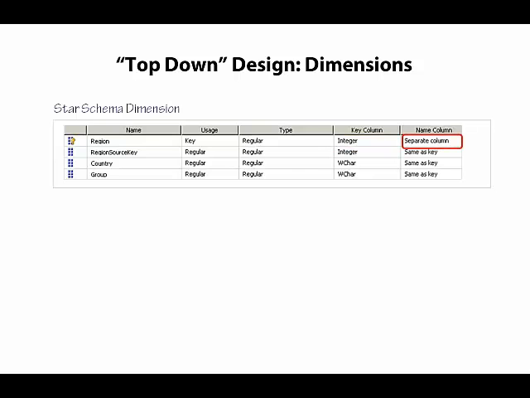Optionally, we can have another column associated with the key column to display a label, because the primary key could be a number that's meaningless to the users, but it's associated with a name that is meaningful, such as South or West for a region. Here we indicate that we need a separate column to store that label.